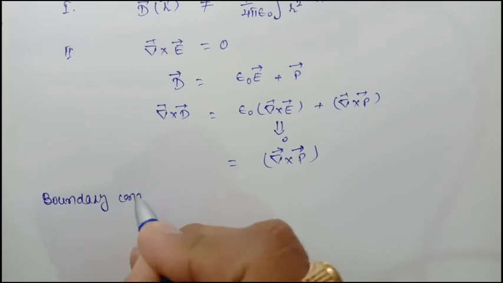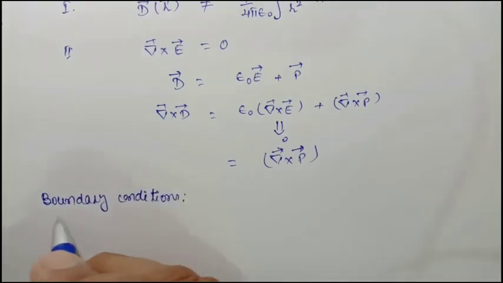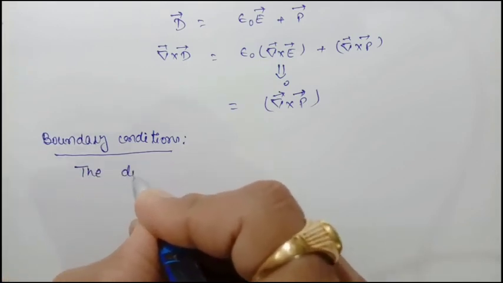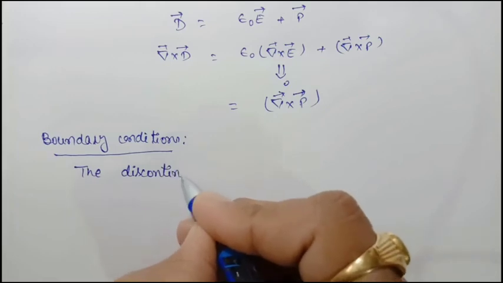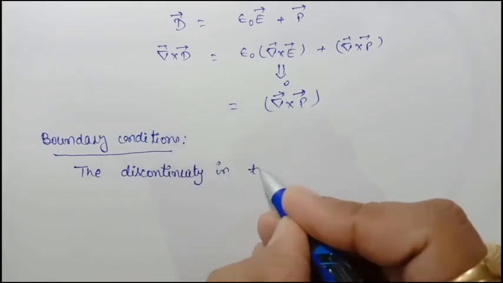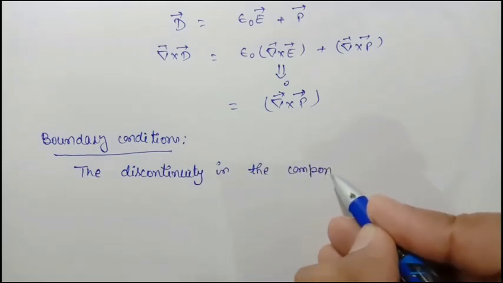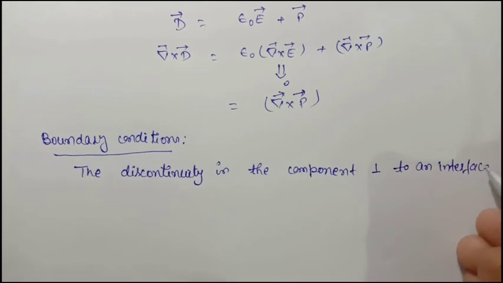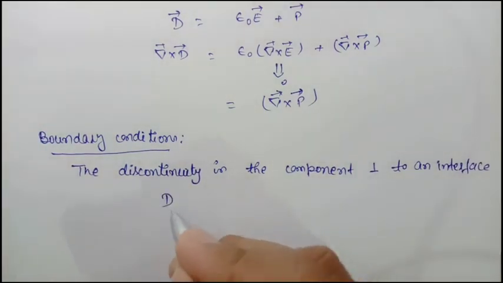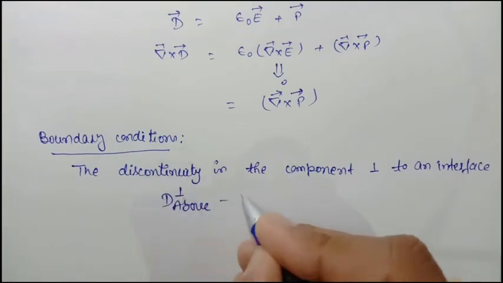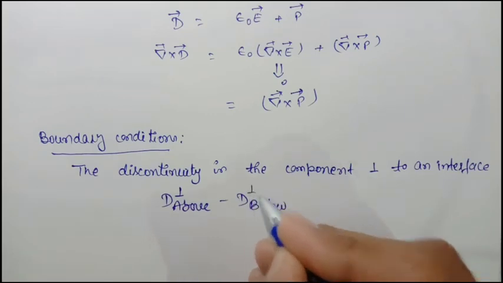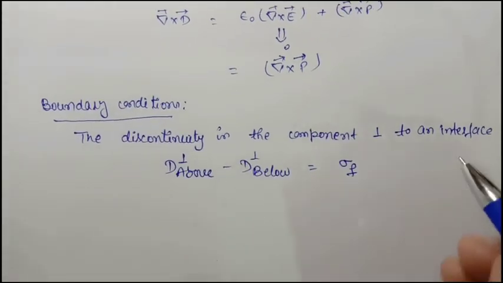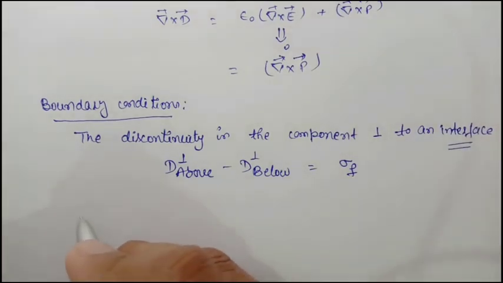Next, we will discuss boundary condition for electric displacement. So here the discontinuity in the component perpendicular to an interface is D above perpendicular minus D below perpendicular, this is equals to sigma f, that is surface charge density due to free charges. So this is only at the interface.